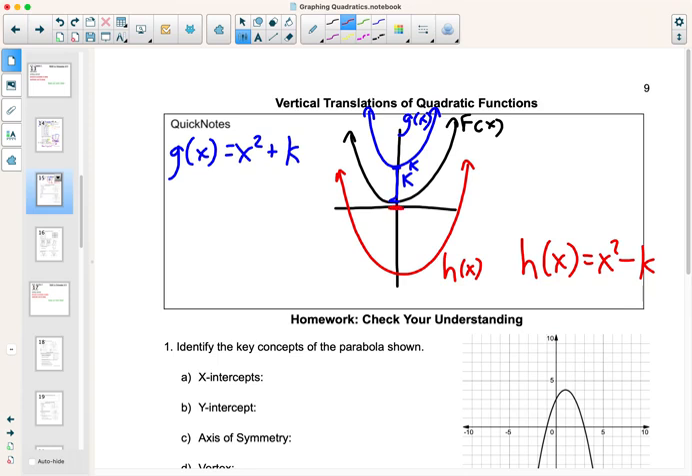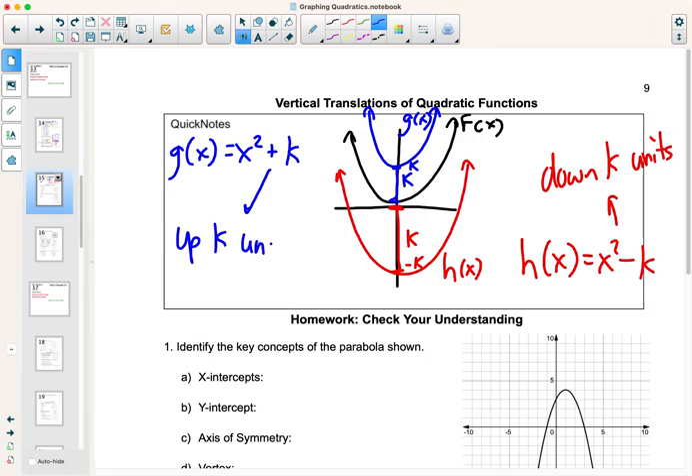That means however far this goes down from the parent function, that is a distance of k, so this here is negative whatever k is. I don't know what it is, but it's something, okay? So the minus k means move it down k units, and the plus k means up k units. So we say a parabola moves, that means it goes up or down. We'll learn other movements later, but today, just up or down, just vertical translations. Translation just means you move it, okay?